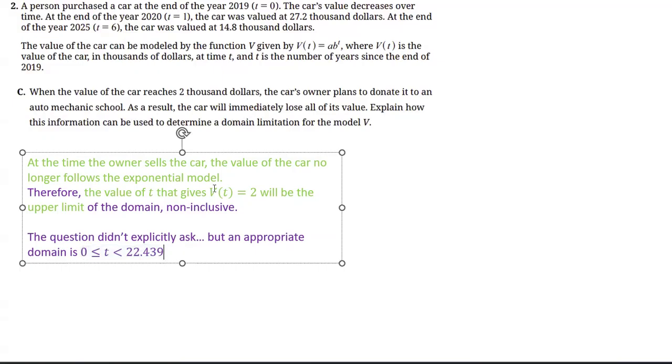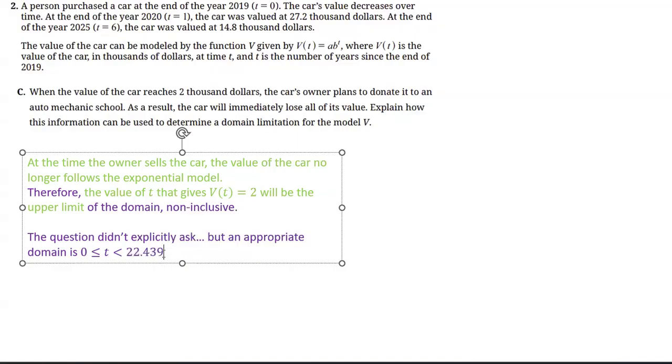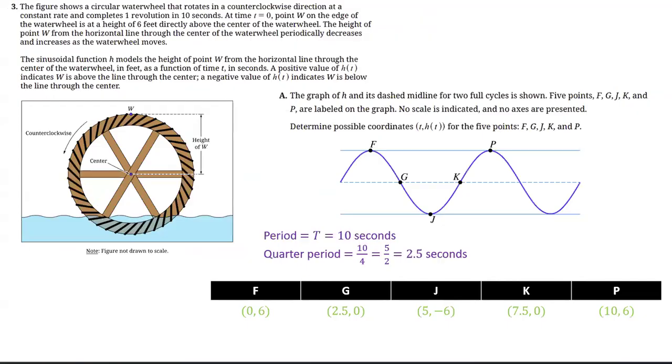So you would have to graph V with your A and B that you found in the first part, and then graph another line, y equals 2, and find the point of intersection, the x value. In this case, it'll be a t value, so then it'll be 22.439. Okay? All right. Halfway through, part C, this is the sinusoidal model.